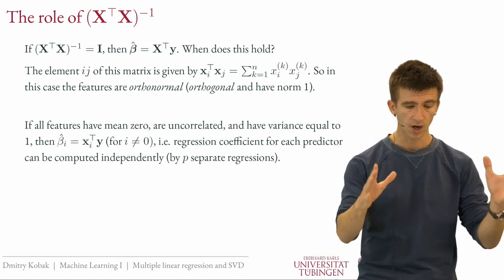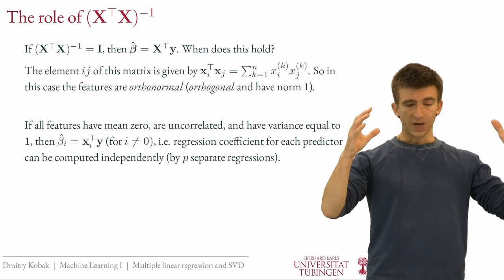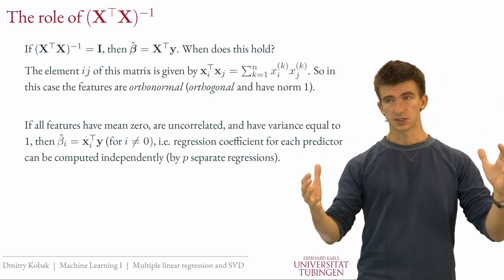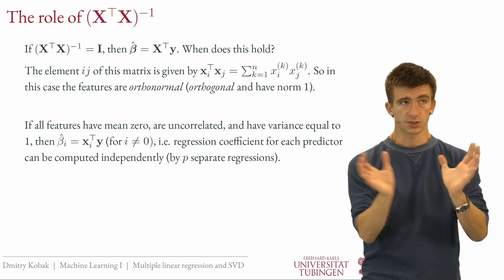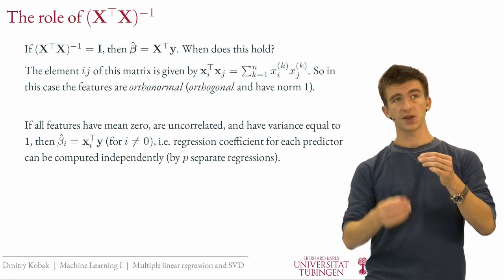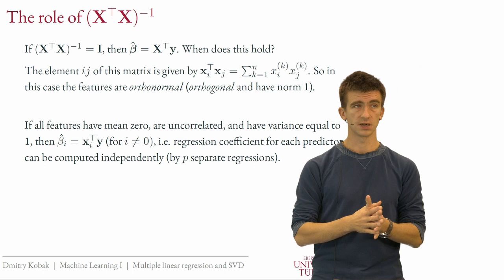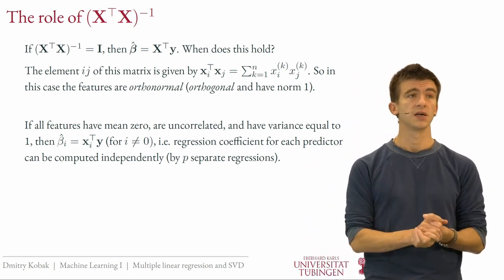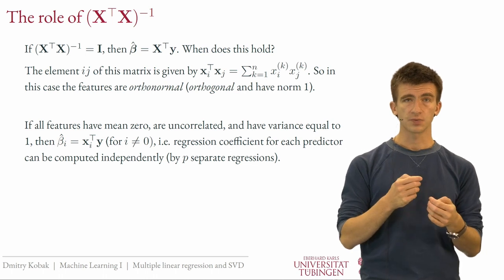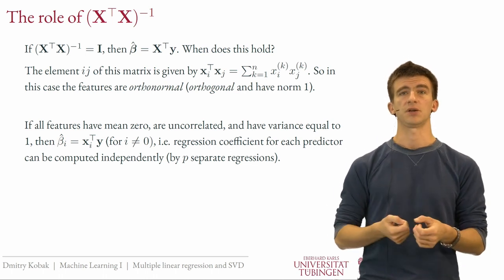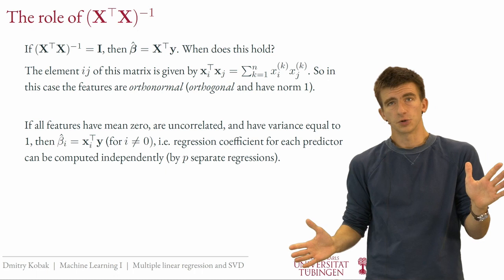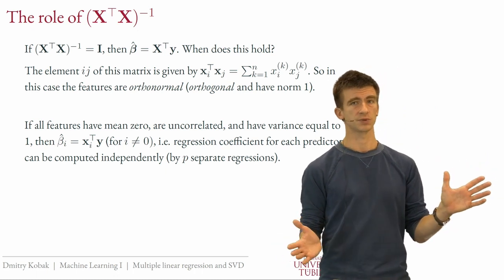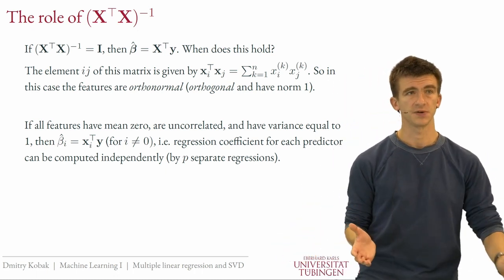So instead of having one multiple regression with p predictors and this complicated matrix equation that gives you the betas, if everything is centered, uncorrelated and has variance equal to one, then you can compute each coefficient separately. So it decomposes into p separate regression problems. And that's, of course, a large simplification.